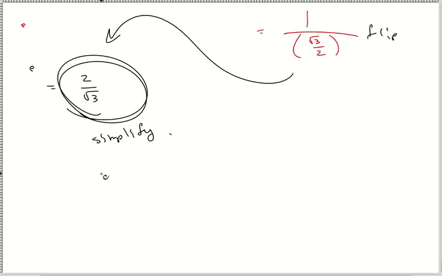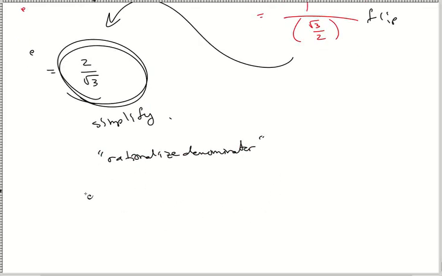I have to simplify this. And what they're wanting you to do is rationalize the denominator. You can't read that, so I just said it to you. Rationalize the denominator. What does that mean? It means that I want to take this square root and put it up in the numerator. How do we do that? Well, the classic way is that you simply multiply by that denominator in both the top and bottom.